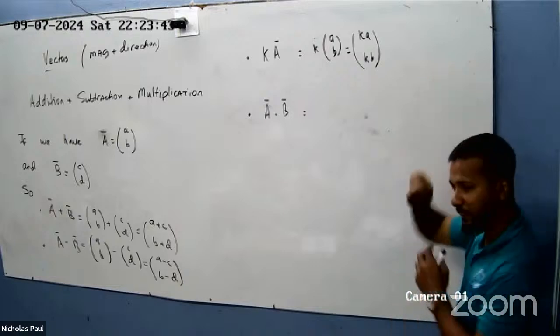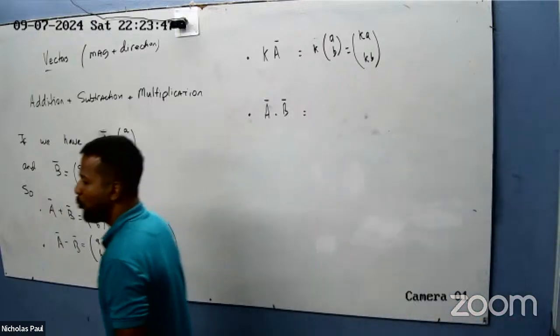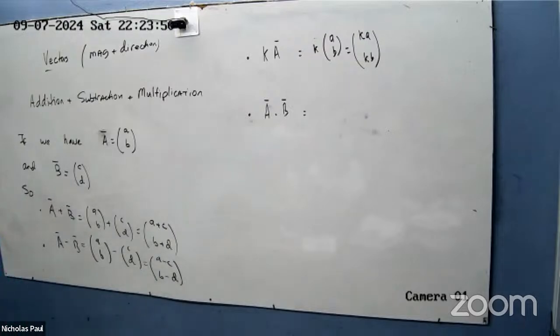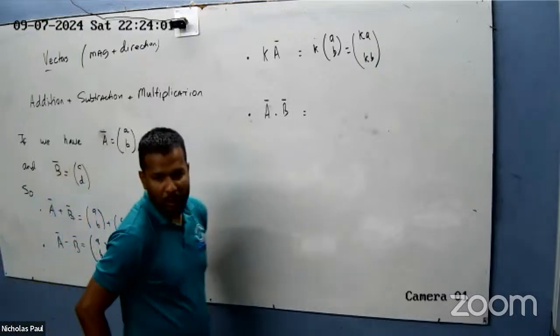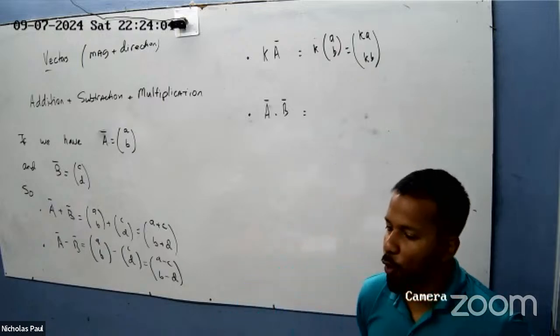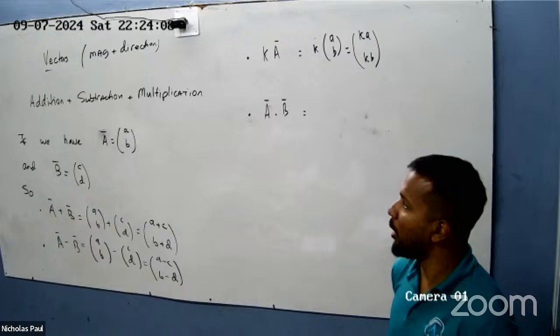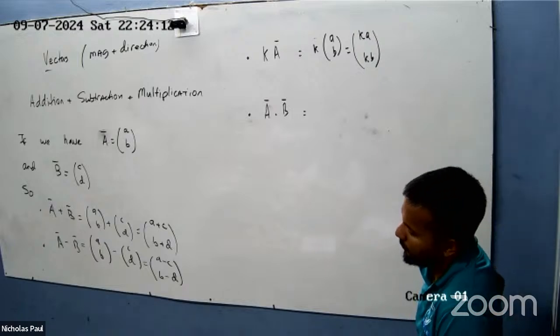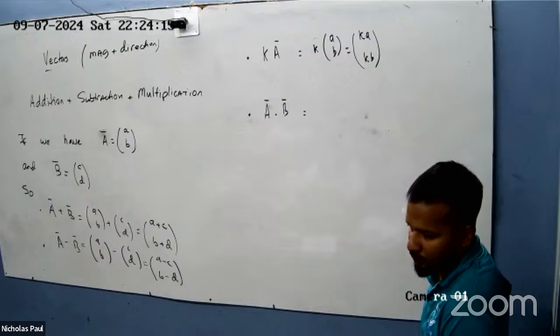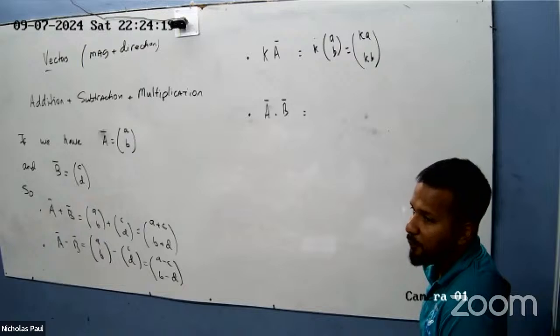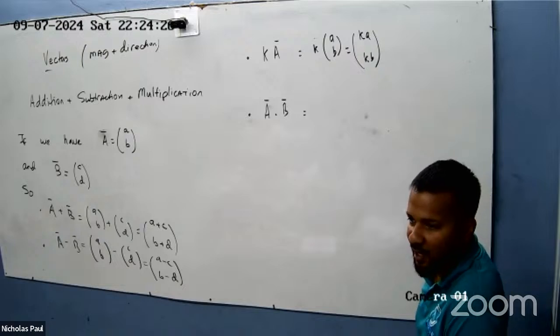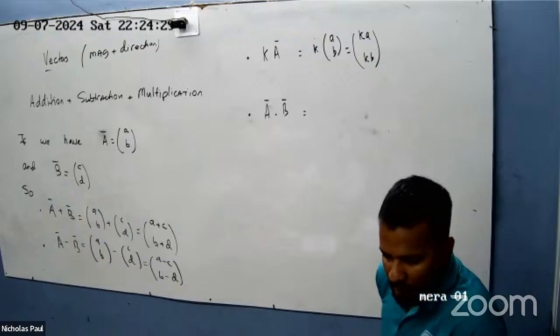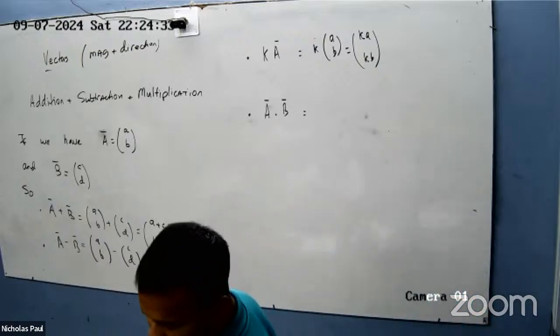All right? So on the side, just write a small note. When we multiply two vectors, we no longer obtain a vector, but instead we obtain a scalar value only.